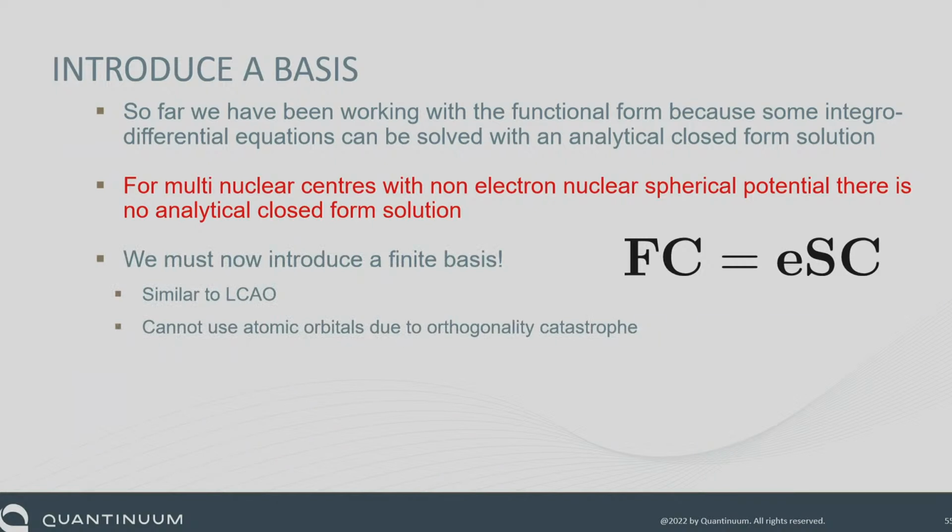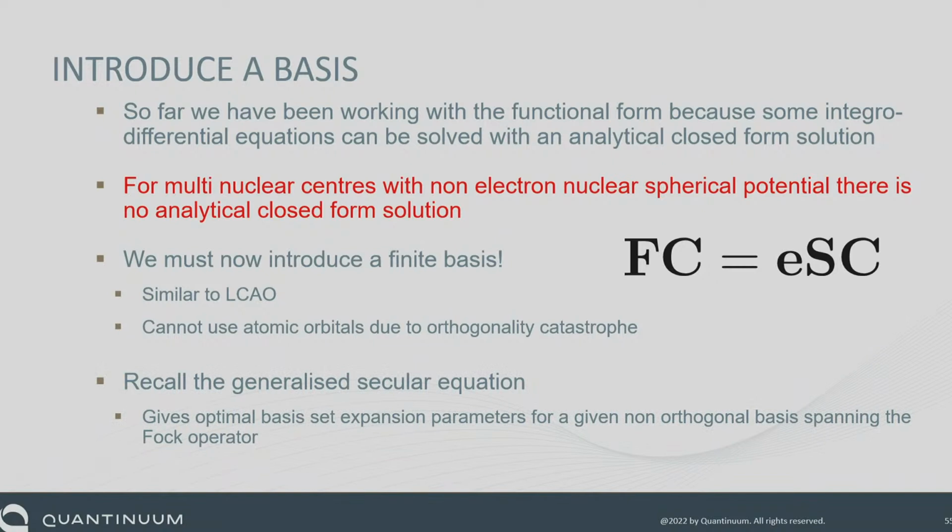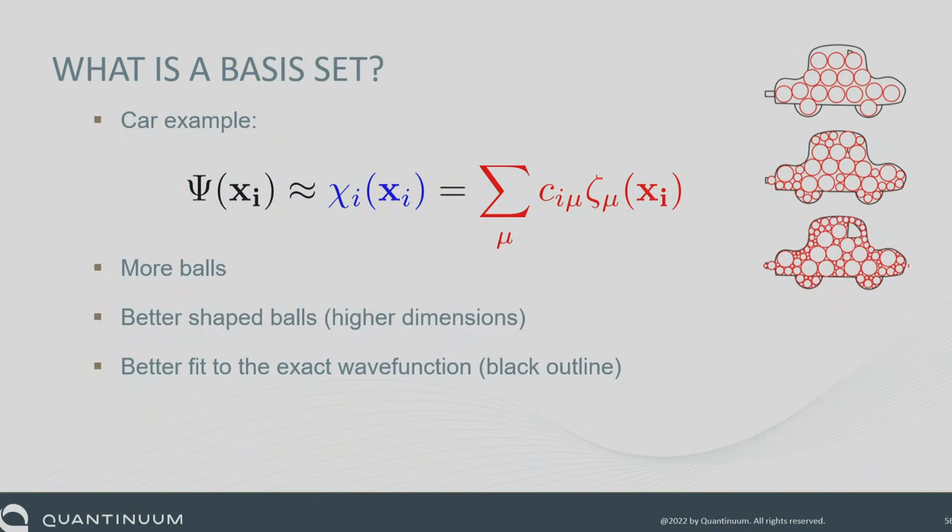So we introduce what's known as a finite basis. Now, as I said before, we can't use the linear combination of atomic orbitals due to numerical problems with orthogonality. But we can still use the ideas from the generalized secular equation. But the problem is we need to find a basis. So what is a basis? And this is something which is very subtle, and I think is where a lot of people get confused in quantum chemistry.